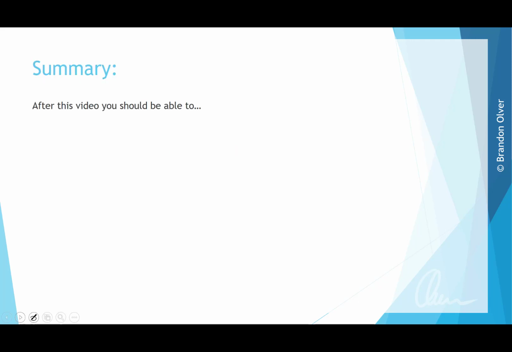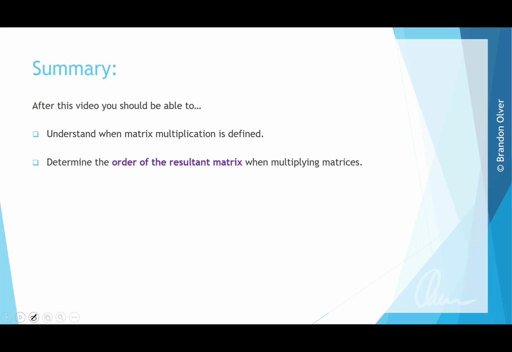So after this video, you should be able to understand when matrix multiplication is defined, determine the order of the resultant matrix when multiplying matrices together, and you should be able to evaluate the product of matrix multiplication.